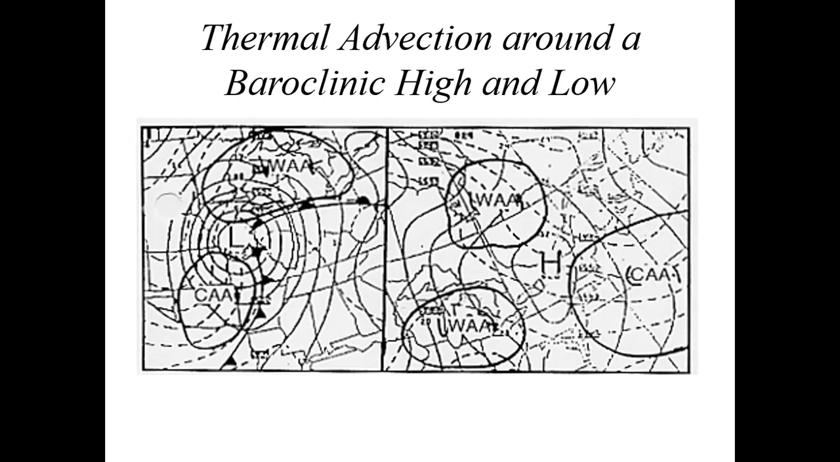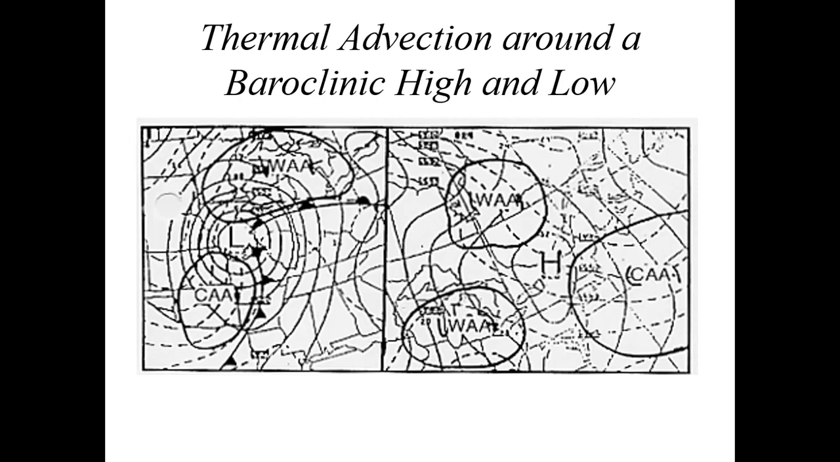Those dark solid lines are the isobars, or lines of equal pressure. We have a steep pressure gradient. We have some fairly strong temperature contrast going on. And you'll notice the hashed area to the north of the warm front. We have warm air advection, the initials WAA.